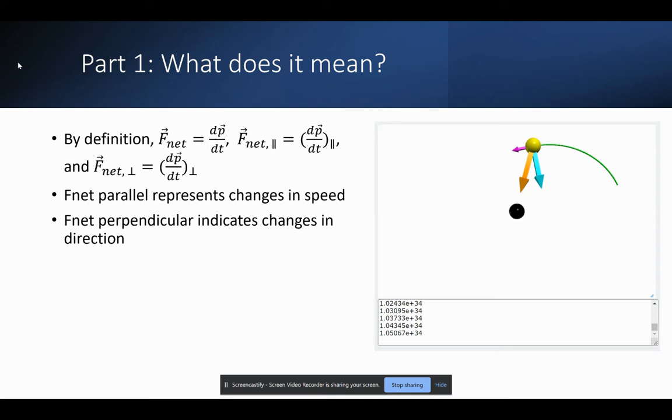So, what does it mean? Well, by definition, F net equals dp over dt, F net parallel equals dp over dt parallel, and F net perpendicular equals dp over dt perpendicular. Furthermore, F net parallel represents changes in speed, while F net perpendicular represents changes in direction. For example, in the screenshot of the output shown to the right, the magenta arrow indicates that the star is increasing in speed, while a cyan arrow shows that it's turning toward the black hole.